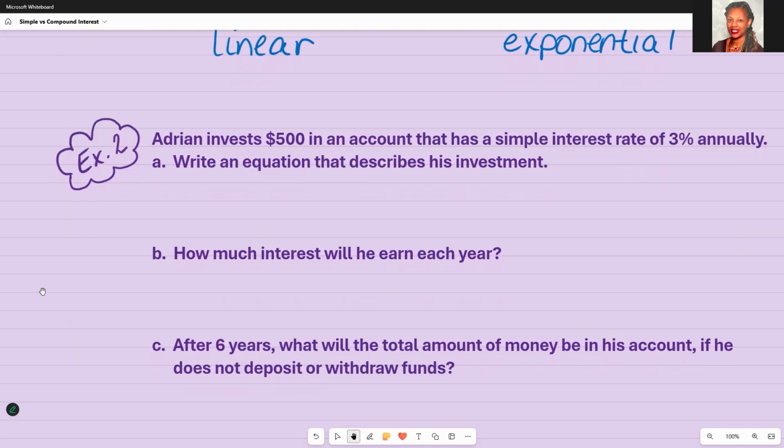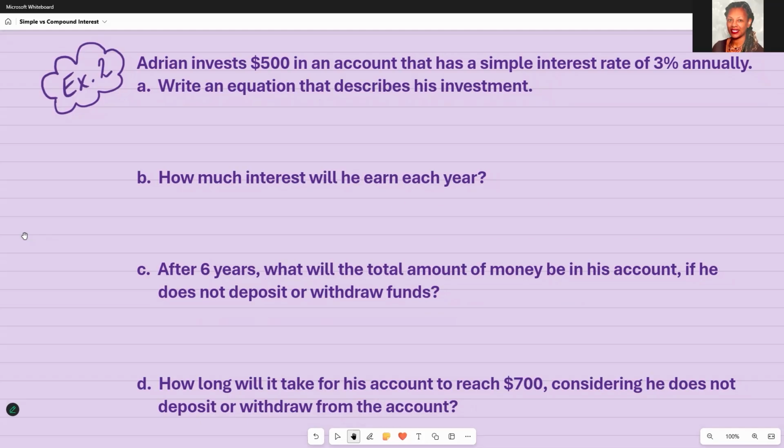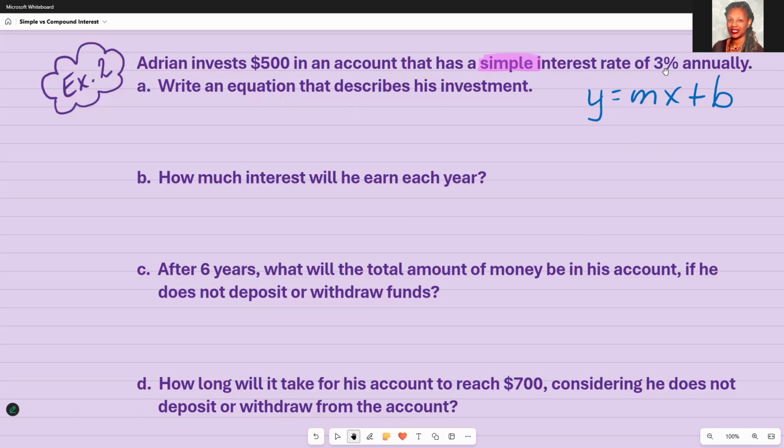For example 2, we have multiple parts. The scenario states Adrian invests $500 in an account that has a simple interest rate of 3% annually. We're asked to write an equation, and we see that the keyword simple tells us it's going to be linear. Do not try to put the 3% in as your slope. That will be incorrect. You're going to take your principal, multiply it times the decimal version of this 3%, which in this case will be 0.03.